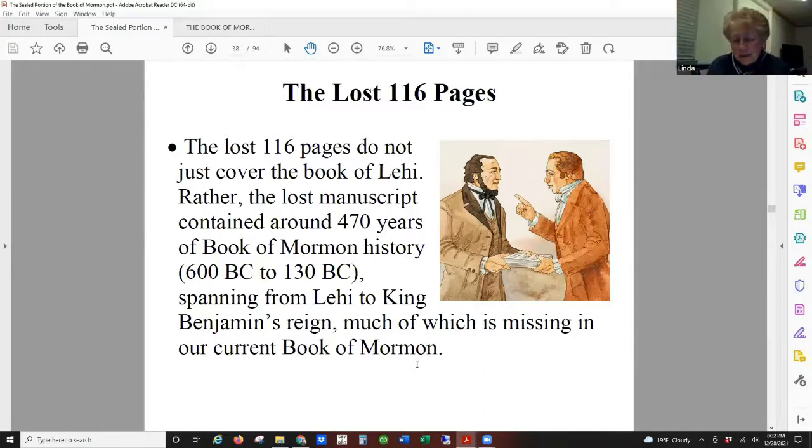Can I interrupt and ask a question? What was on the stone that Coriantumr brought when he stumbled on the Mulekites? That was a record of the Jaredites as well. But it wasn't part of the 24 plates, and it wasn't part of the brother of Jared's record. It was just a third record.